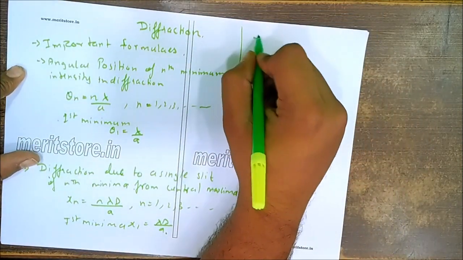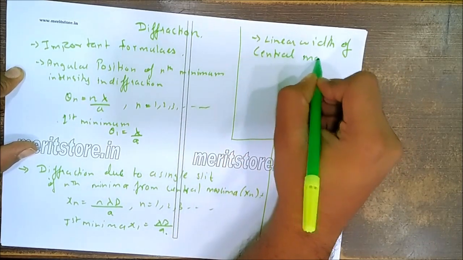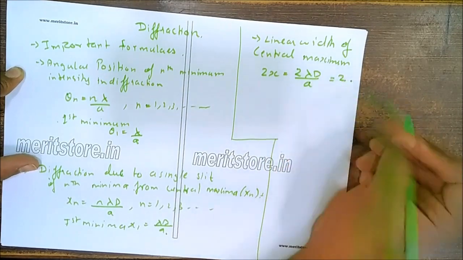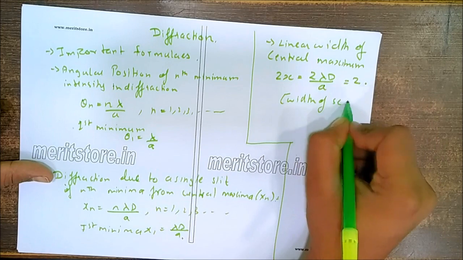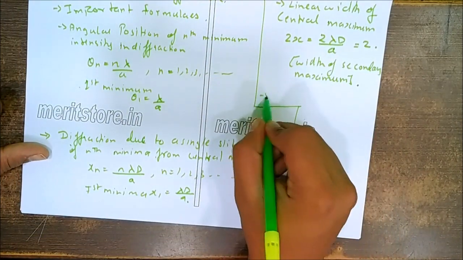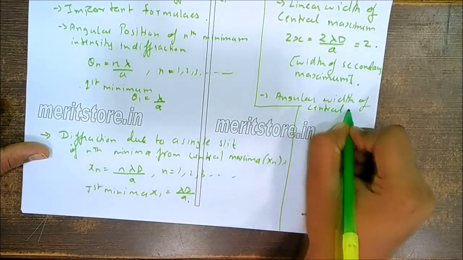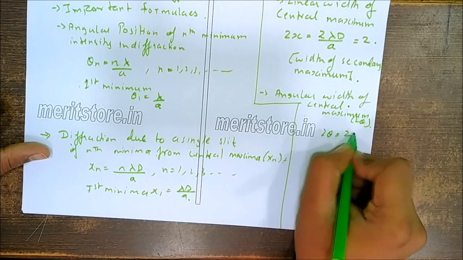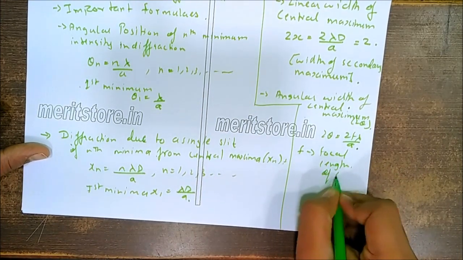Now linear width of central maximum, that is 2x is equal to 2 lambda d upon a. That is twice the width of secondary maximum. The next is angular width of central maximum, 2 theta. So 2 theta is given as 2 lambda upon a, and with a lens, 2f lambda upon a. F, we all know, is the focal length of the convex lens.